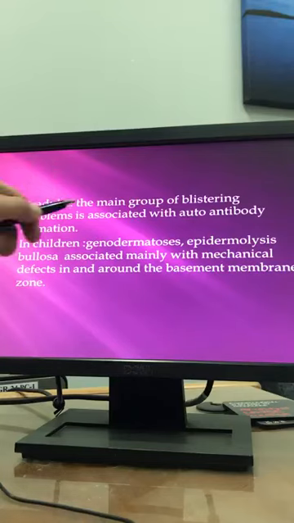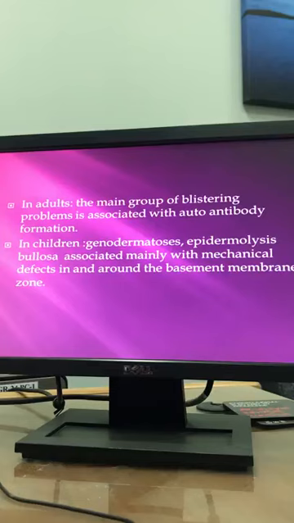So in adults, the main group of blistering problems is associated with autoantibody formation. That is, there are antibodies against an antigen in the epidermis and dermis that is causing separation of cells and filling with a fluid. While in children, the most common cause of a vesicle or a blister is genodermatosis, epidermolysis bullosa, associated mainly with mechanical defects around the basement membrane.